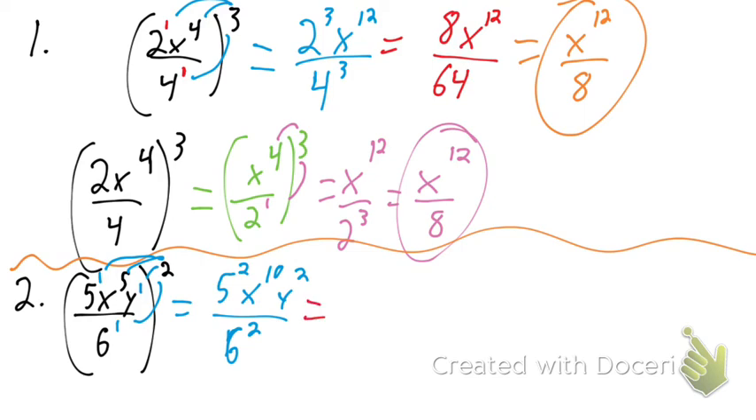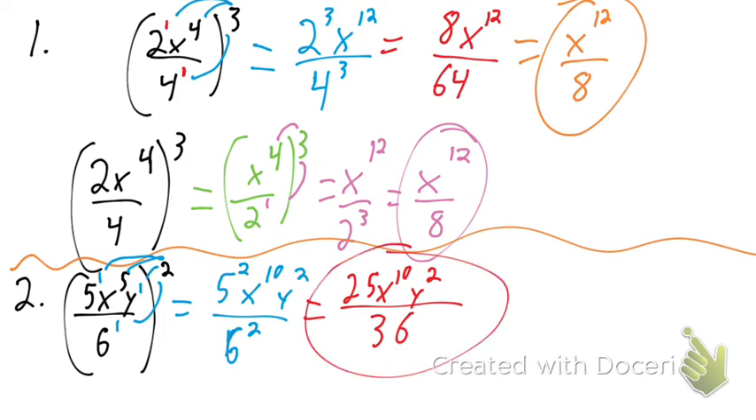Now, do we see more exponents we can actually do stuff with? 5 to the second. What is 5 squared? 25. X to the 10th. Can we do anything with that 10? No. Can we do anything with the y squared? No. Can we do anything with 6 squared? Yeah. What's that? 36. Anything here reduce? No, we're done. Could be worse, right? Questions on that?